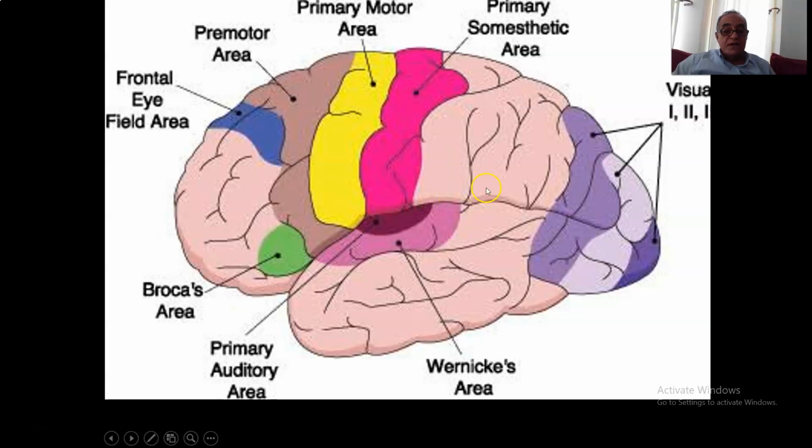Another view to show you the areas we mentioned. And in this area, I want to tell you something, not to forget it. This is a very important landmark, a very important keyhole or cornerstone in the anatomy of the lateral surface of the cerebral hemisphere.